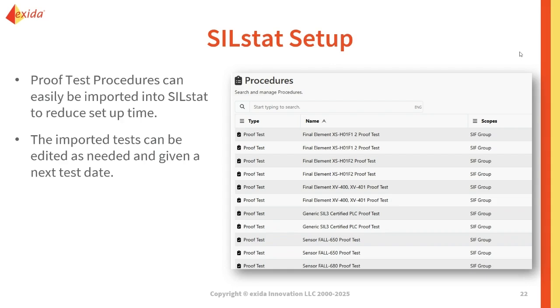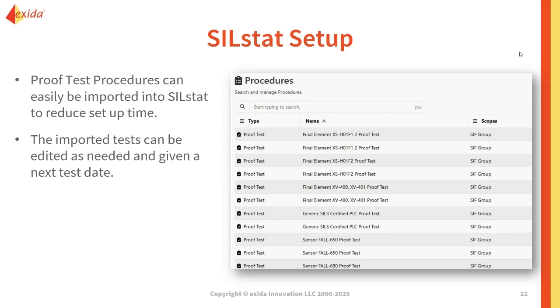I mentioned import. The first step you're going to do is transfer your project data into Silstat. If you've defined your proof test within exSILentia, you'll see in the library a proof test section, and this will list all of your proof tests associated with your SIFs in your project. This can easily be transferred to Silstat, where we have a similar library that says procedures. It will list each one that is a proof test, as well as the scope of the test itself, whether it be a full loop test for your SIF, whether it be testing the group or the leg or tag.